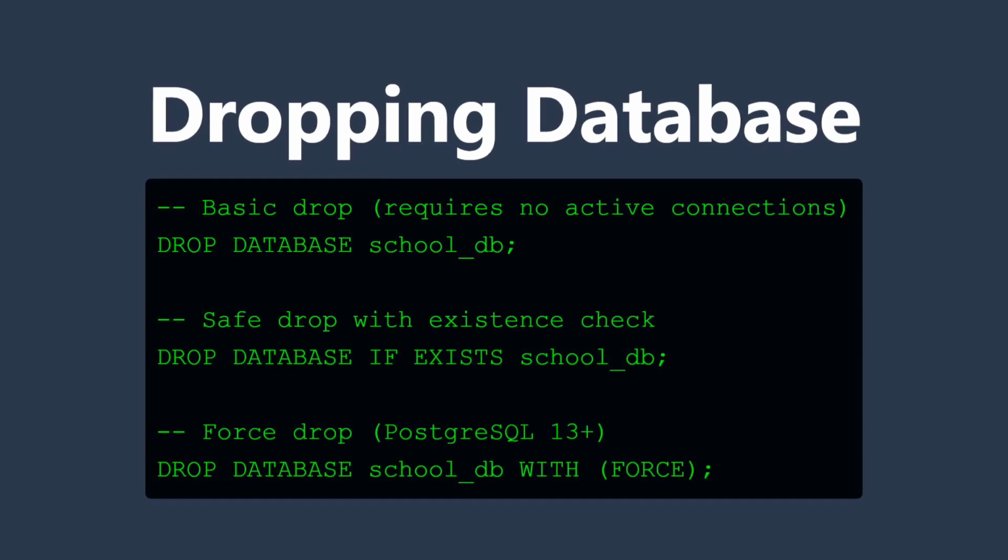Sometimes we need to drop a database. It means permanently removing it and all its data. The basic drop database command is straightforward. The syntax is drop database and the database name followed by the semicolon. And for a safer operation, we use the if exists clause to prevent errors.